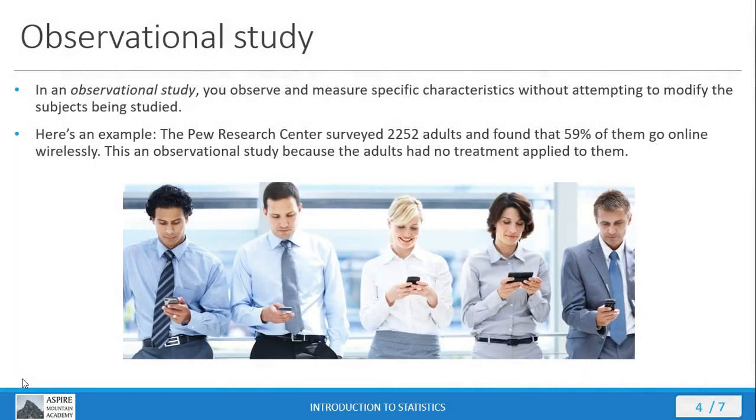In an observational study, you're just observing the sample set. You're not trying to modify or transform or treat it in any way. An example of that would be the Pew Research Center surveying 2,252 adults and finding that 59% of them go online wirelessly. This is an example of an observational study because there's no attempt to change or modify the people in the study. You're just going to them and asking them a question. Do you go online wirelessly or not? So you're just observing what's there, and your observations become your data.